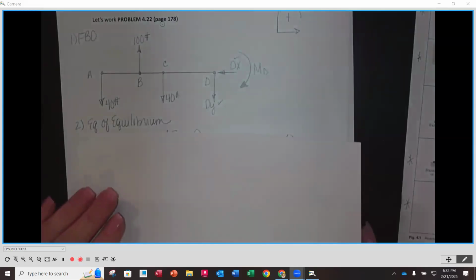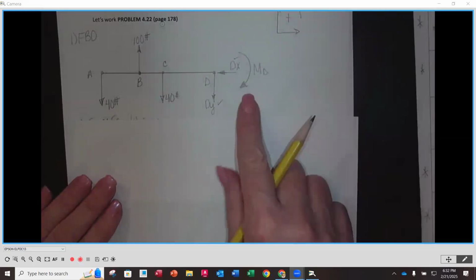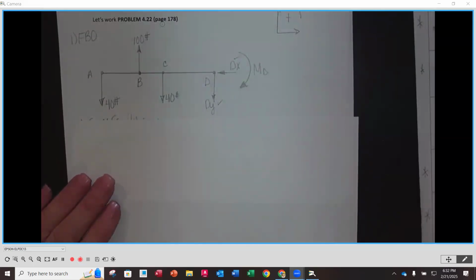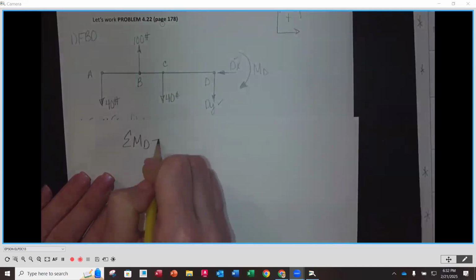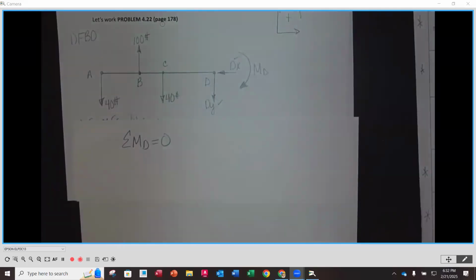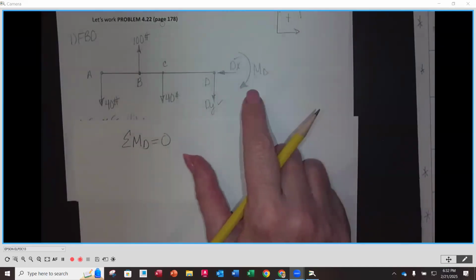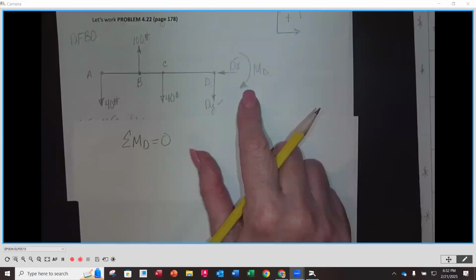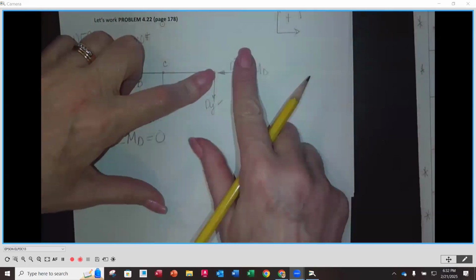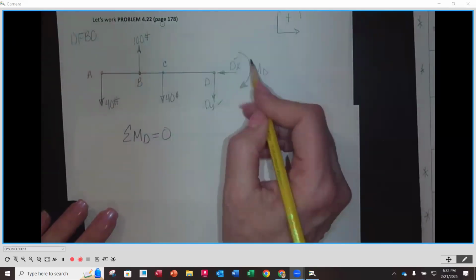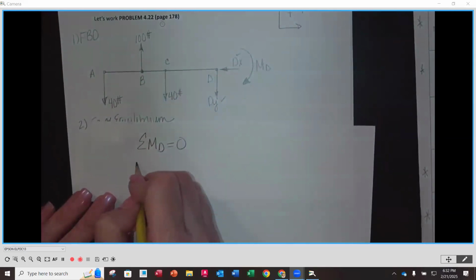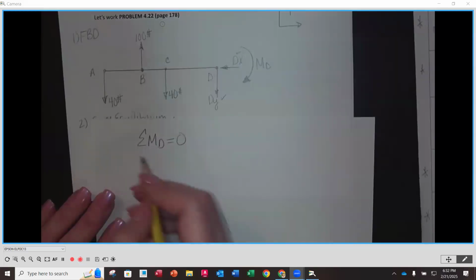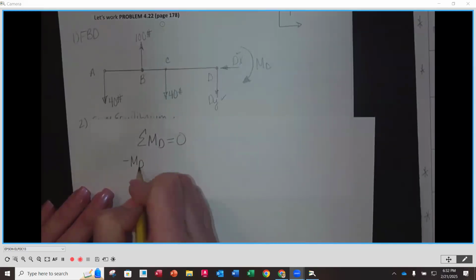So I'm going to bring in my extra piece of paper here, and we are going to, as you can imagine, sum moments around D equal to 0. Now, before I write anything else, I'm going to put that moment at D. So this moment is literally around point D. I have it going in a clockwise direction. According to my convention, that is negative. So I'm going to start my equation with the negative MD.